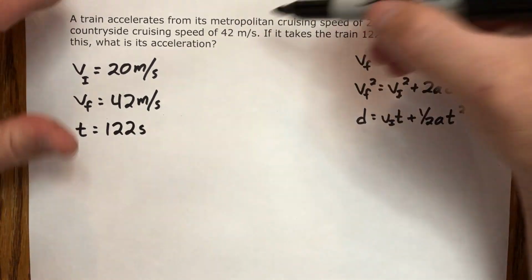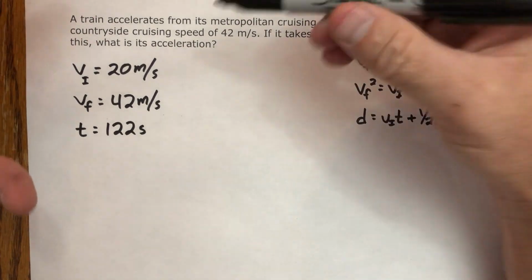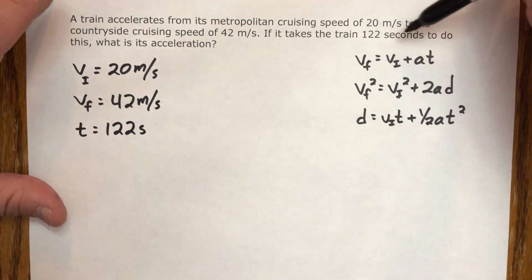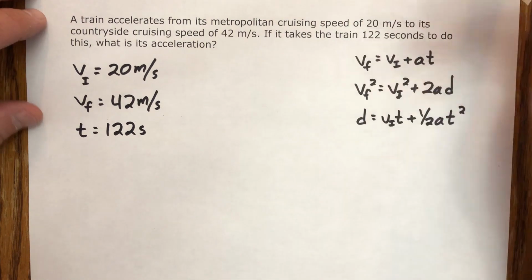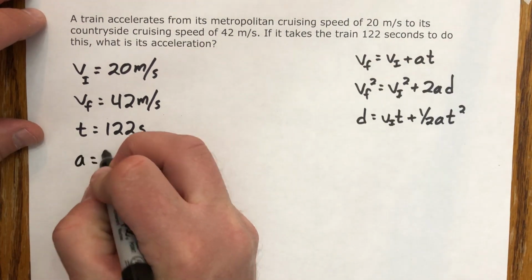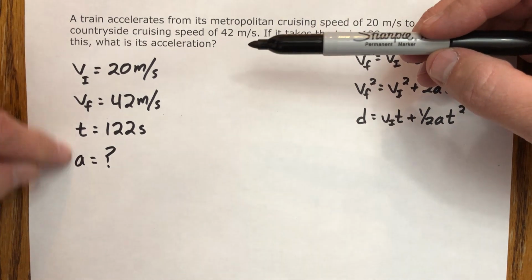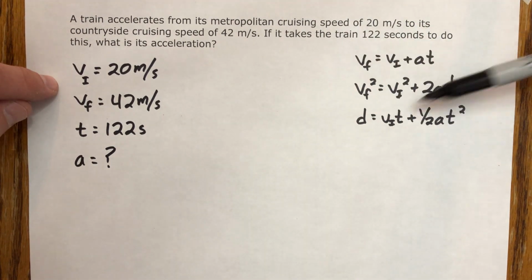You always write down your givens while you read the question. Don't just read right through the question, break it down like I'm doing. So if it takes a train 122 seconds to do this, what is its acceleration? So A equals question mark. Now what we do is we match up these variables with these equations.